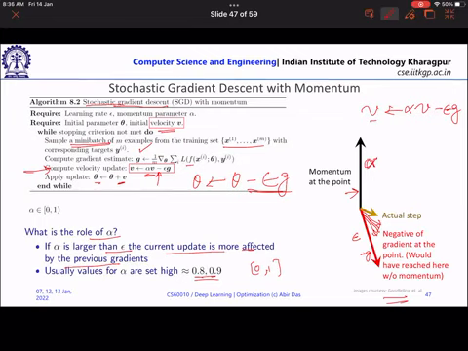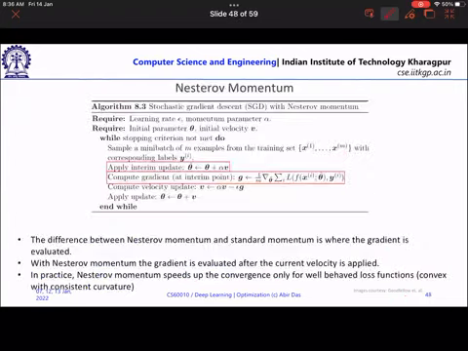Just one thing, I think I forgot to mention: v is actually initialized with 0. The text of the book tells this. So initially it is just your epsilon g, right? So this is the momentum analogy. Let me just do this slide, and then I'll stop for questions.